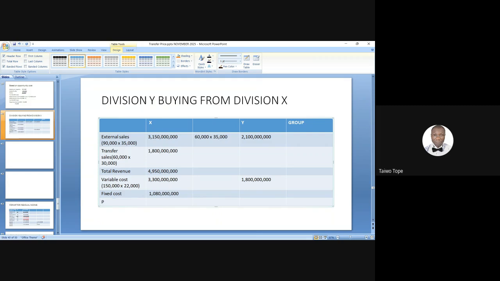So the profit will be what for division X? Profit, that is total revenue. 570. That is profit before tax, right? Very good. Profit before tax, because there is a tax issue. Yes, sir. Profit before tax. So for division Y, it will be what? 300 million.